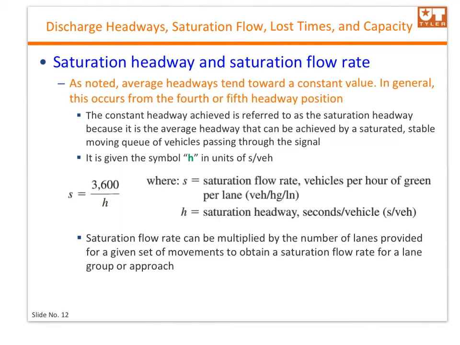And H is the saturation headway, which is seconds per vehicle. Saturation flow rate can be multiplied by the number of lanes provided for any given set of movements in order to obtain the saturation flow rate for the lane group or approach. So let's say if we're having 2 or 3 lanes, we can do this for one lane and then multiply by how many lanes we have for a certain approach, and that's going to give us the total saturation flow rate for the entire approach or entire movement.